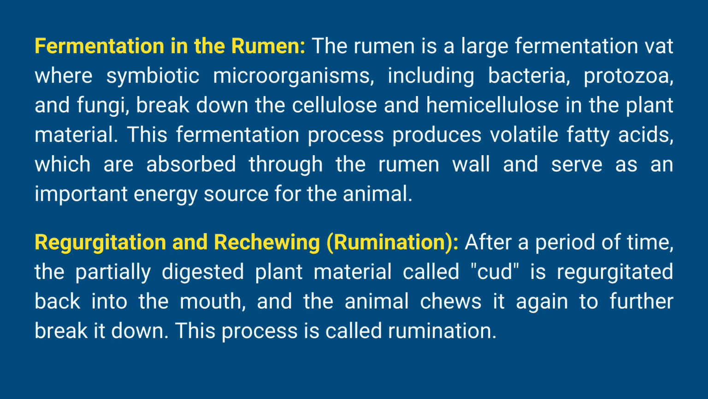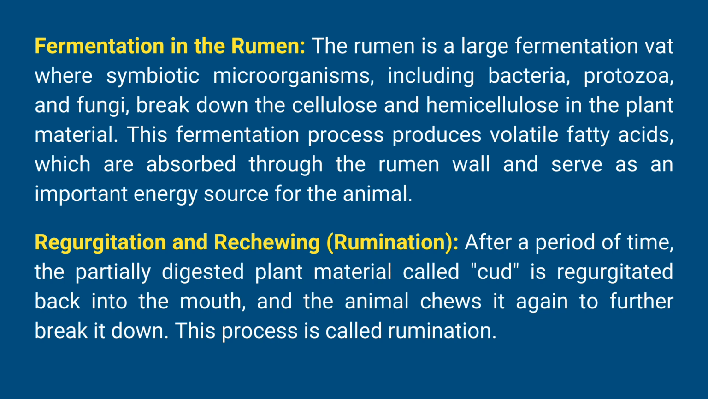Fermentation in the rumen. The rumen is a large fermentation vat where symbiotic microorganisms, including bacteria, protozoa, and fungi, break down the cellulose and hemicellulose in the plant material. This fermentation process produces volatile fatty acids, which are absorbed through the rumen wall and serve as an important energy source for the animal. Regurgitation and rechewing.